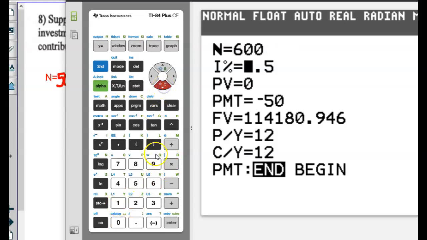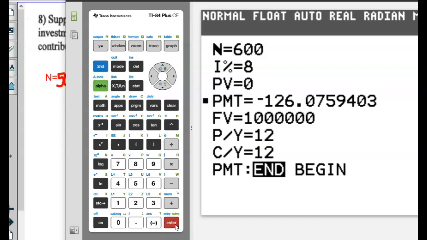Was it 8% this time, guys? Future value is 1 million. Make sure you get all those zeros in there. I got $126.08, yes?